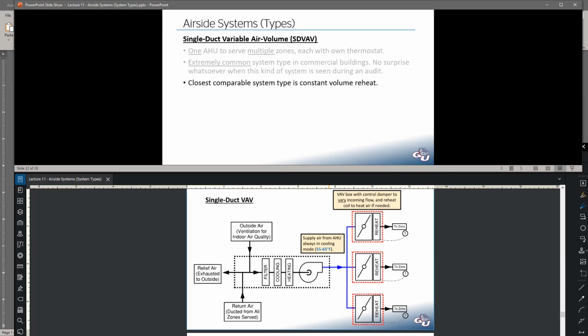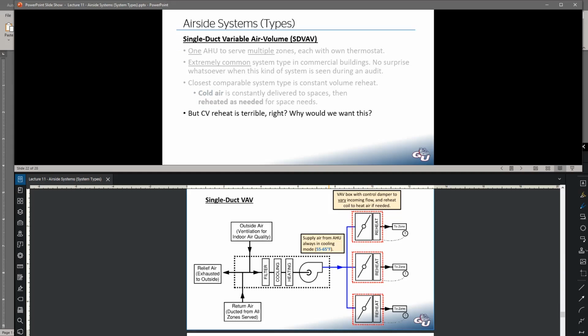What might be interesting though is the closest comparable system type is a constant volume reheat, which I already told you, constant volume reheat systems are terrible. That's the worst. The reason it's comparable, we are always supplying cold air and then we are reheating it as needed. So from that statement, well, man, that sure sounds like a constant volume reheat system, which I said was terrible.